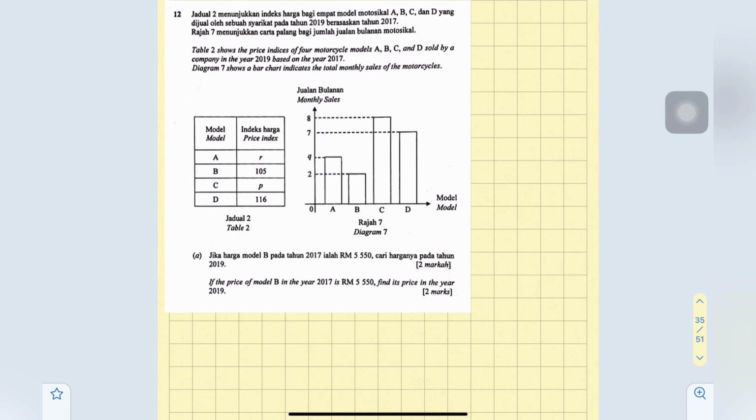Unit squared. Now question in section C, we start from question number 12. Table 2 shows the price indices of 4 motorcycle models A, B, C and D sold by a company in a year 2019 based on a year 2017. Okay, so clue dia price index. So maksudnya I. Okay, year 19 base 17. Okay, so question A, if the price of model B in the year 2017 is 5,550, find its price in the year 2019. Okay, so dekat sini dia nak model B sahaja. Okay, so kita fokus dekat model B.